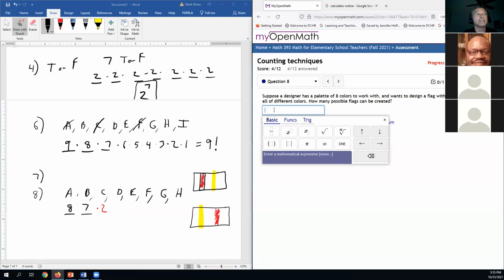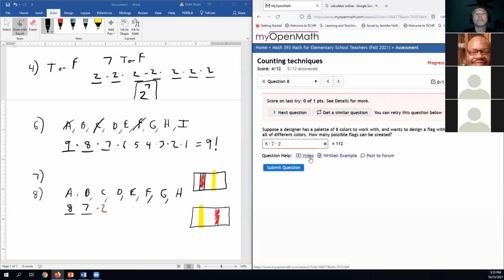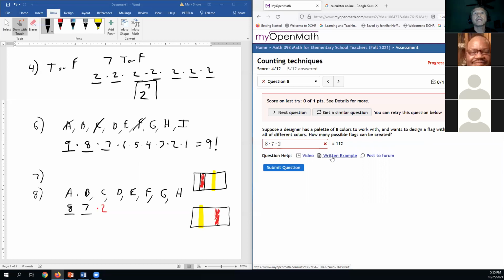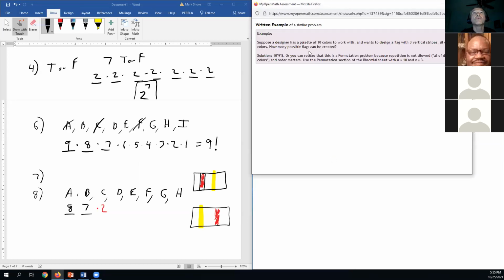So really the answer to this is, where I'll just type it in like this, 8 times 7 times 2. A little tricky there with that 2. Let me see here. 8 colors and wants to design a flag with 2 vertical stripes, all of different colors. How many possible flags can be created? Wow, I'm surprised I didn't get this here. Let's see. I'm going to take a look at the written example here and see why we missed it. This is 3 vertical. Okay.